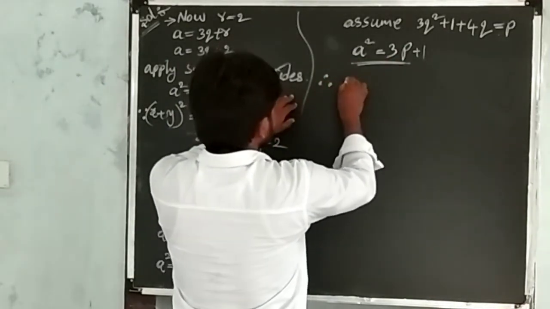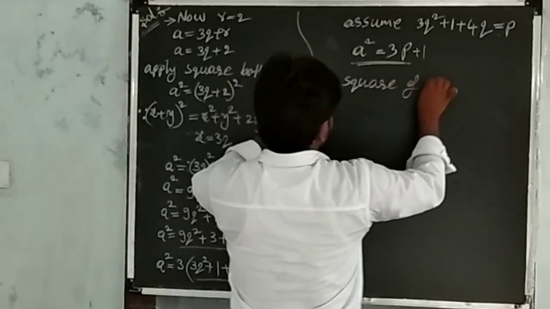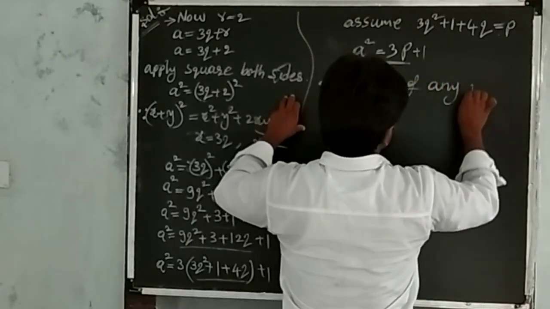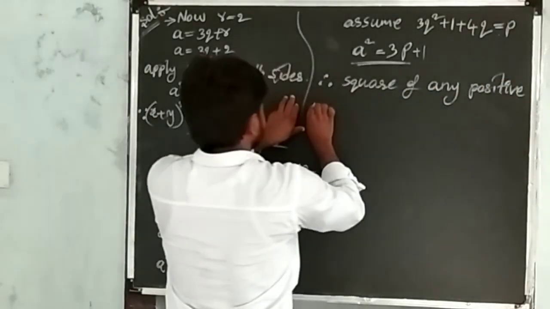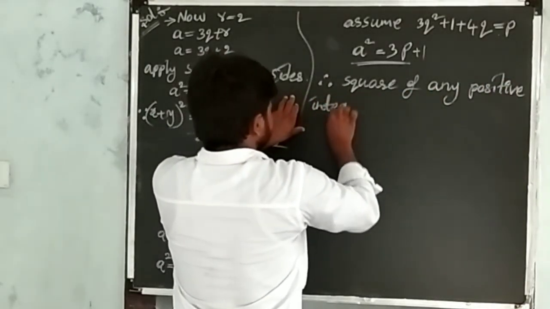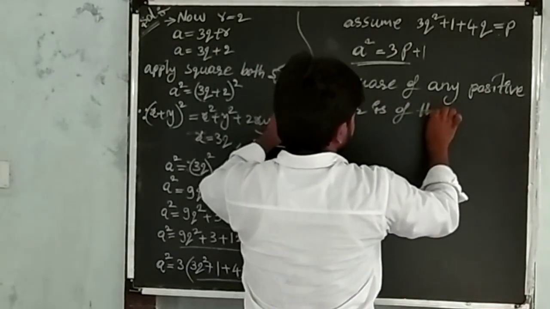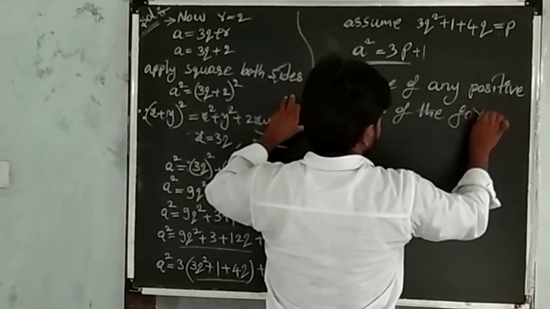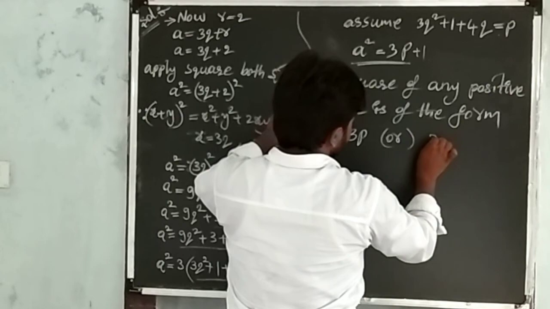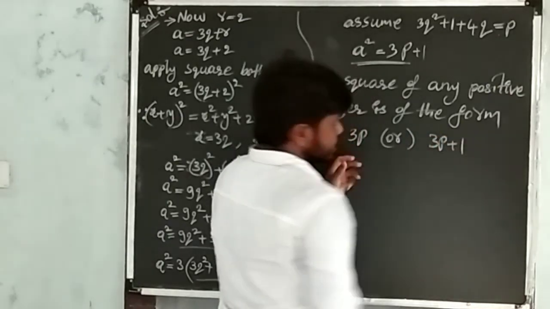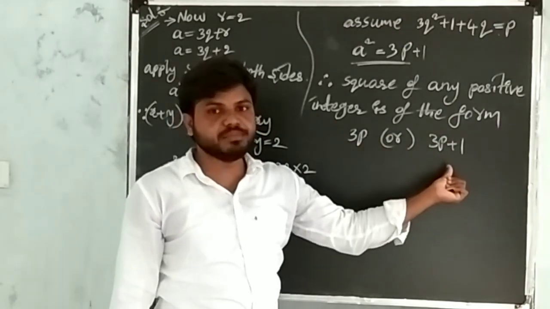Therefore, square of any positive integer is of the form 3p or 3p plus 1. Square of any positive integer is of the form 3p or 3p plus 1.